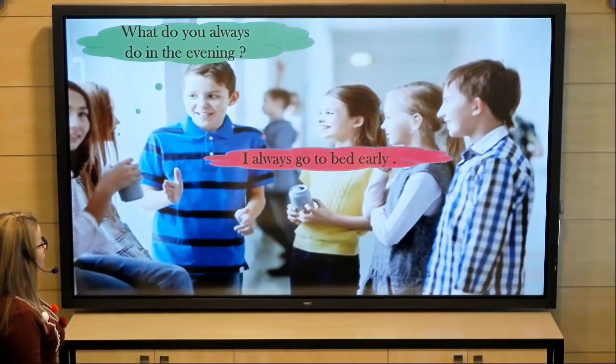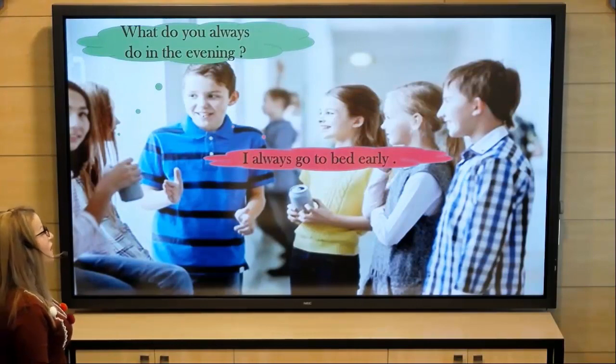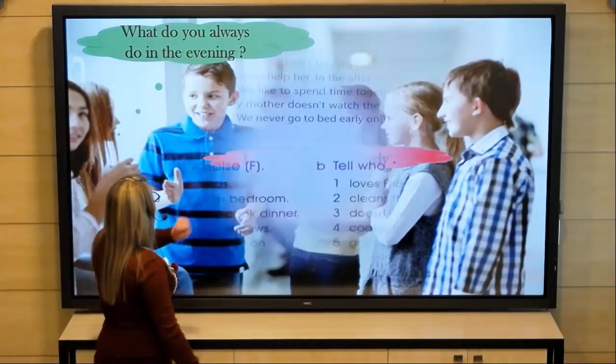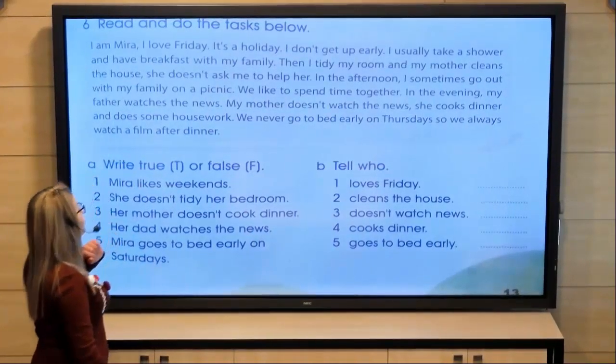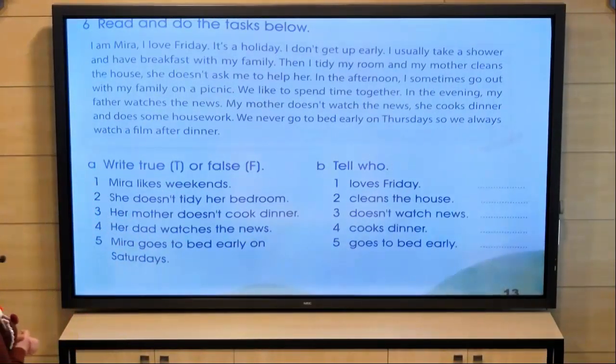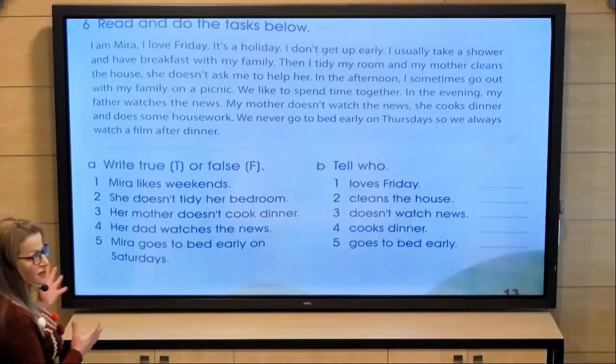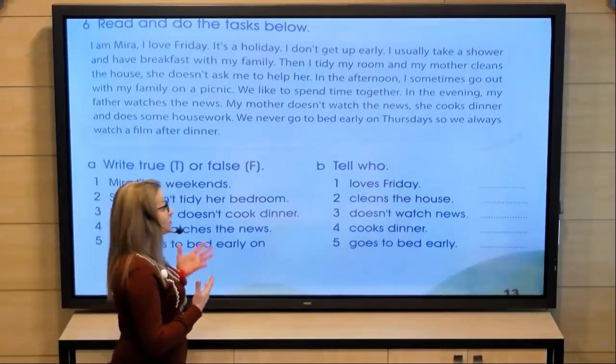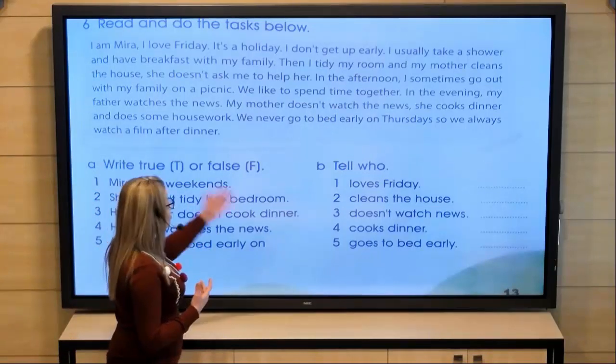I always go to bed early. Now open your textbook on page 13, exercise 6. Read and do the tasks below. We have a text. We are going to read it just in order to do these two tasks.